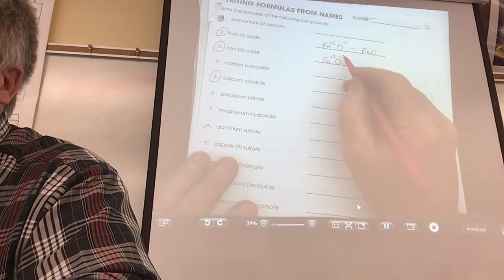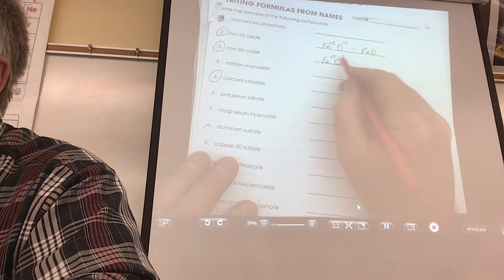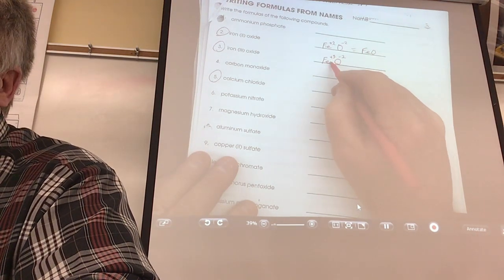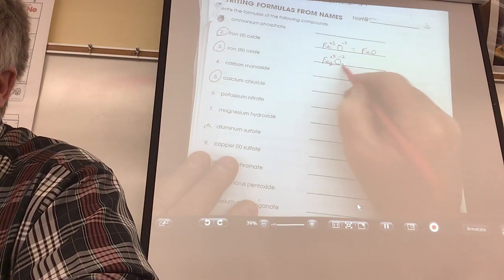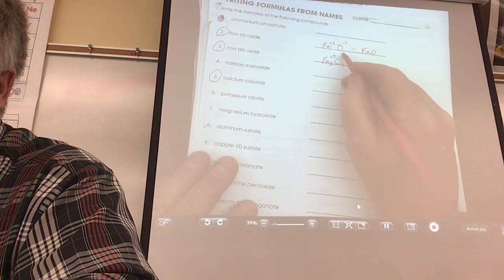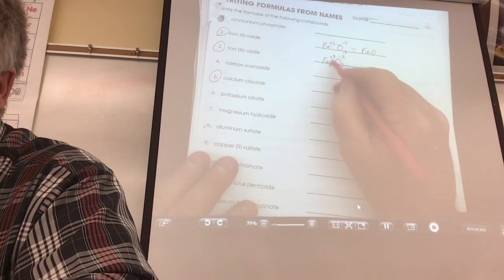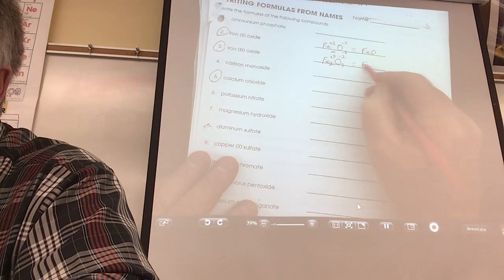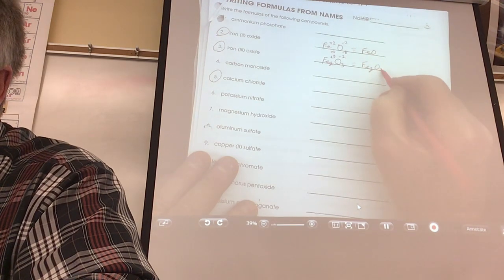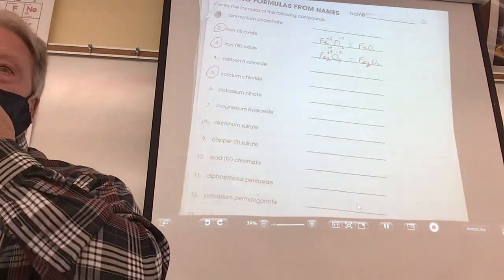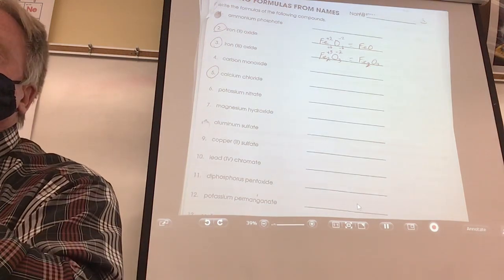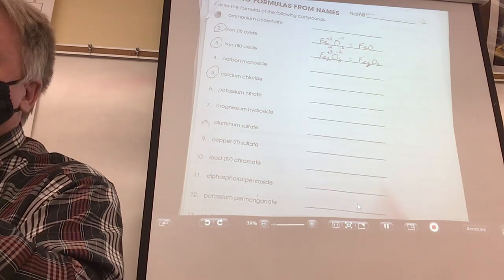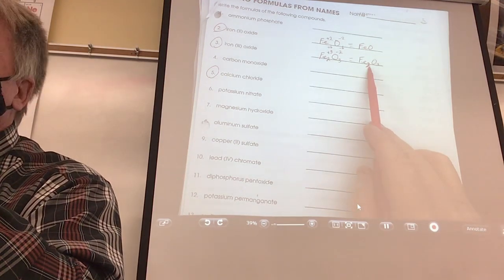This is a tricky one because what's the smallest number that these both go into? 6. So what times 3 is 6? And so look what happens. 3 times negative 2 is negative 6. What's 2 times positive 3? 6. And we have it. We are done. By the way, of the 2 kinds of iron oxide, the second one is called rust. If you ever wondered what rust was, it's iron 3 oxide.